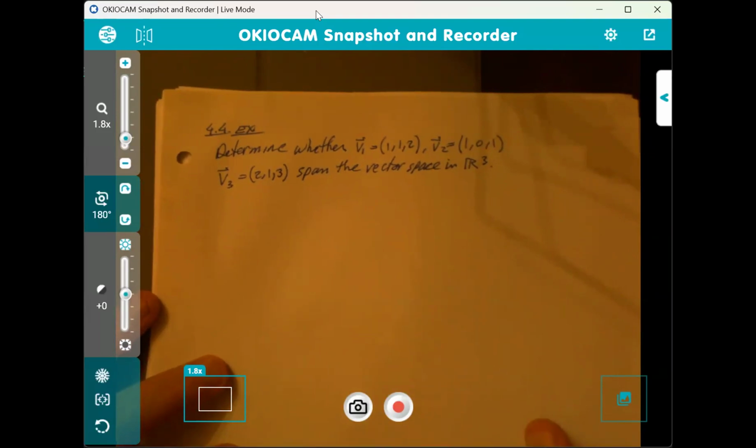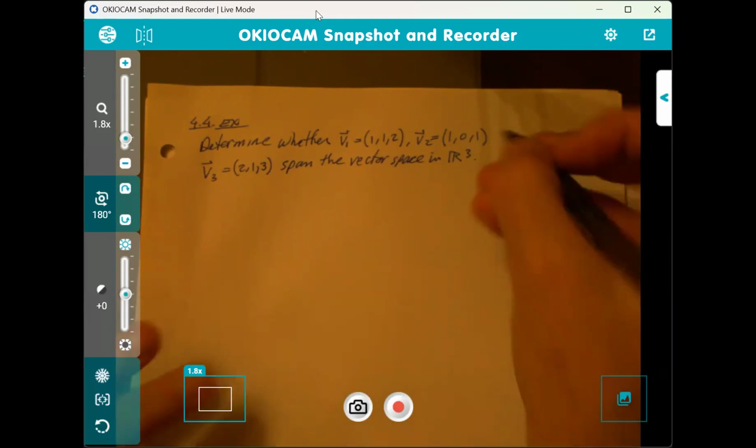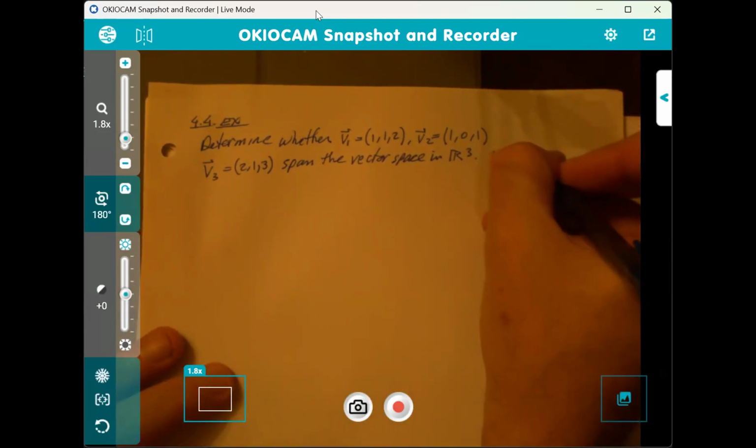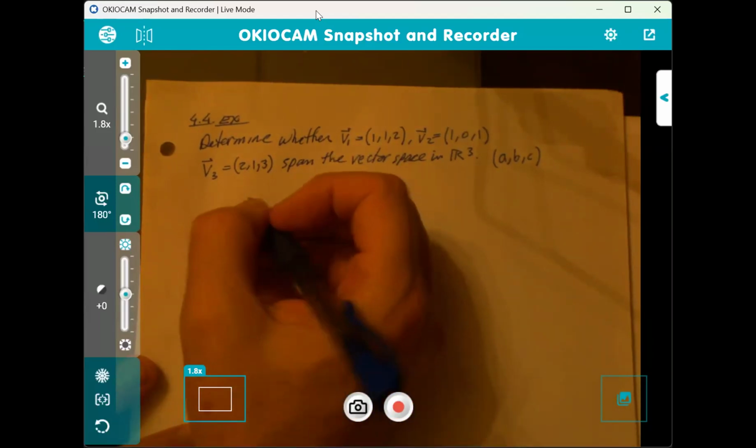In other words, can I write every vector in R3, in the form (a, b, c), anything you can imagine, as a linear combination of these 3? Okay, so let me do this now.